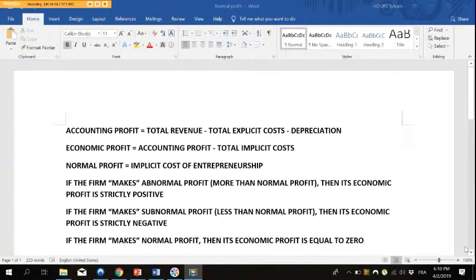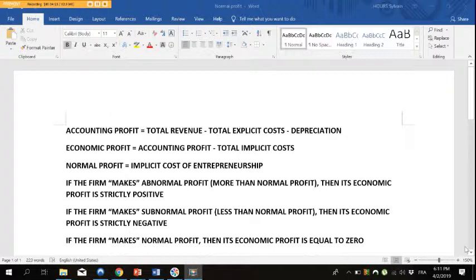Normal profit is very different. Normal profit is a cost, and this is really the bottom line of this video. This is really what I want to emphasize. Normal profit is a cost. To be more specific, it's an implicit cost, and it's the implicit cost associated with the use of one type of factor of production, entrepreneurship.